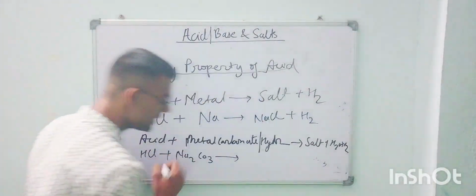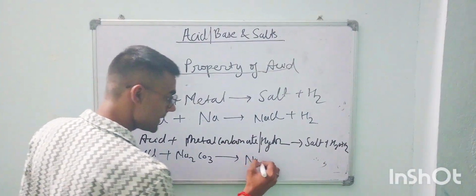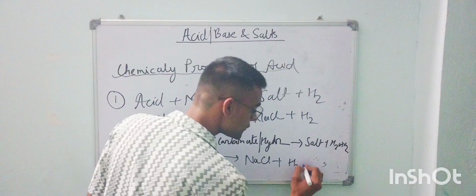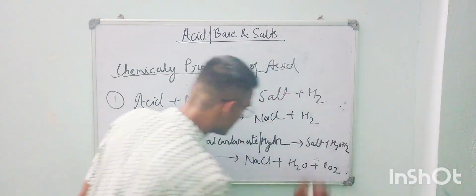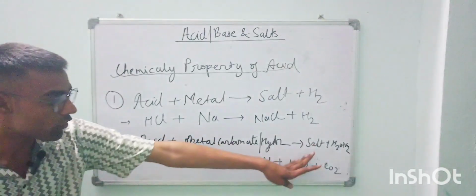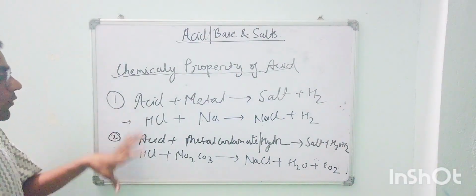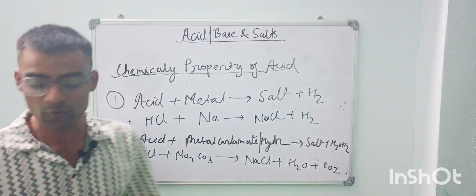Na2CO3. So when it reacts with that, it gives salt, that is NaCl, plus H2O plus carbon dioxide. So when acid reacts with a metal carbonate, it gives salt plus water plus carbon dioxide. So these are two properties, and there are more properties also.